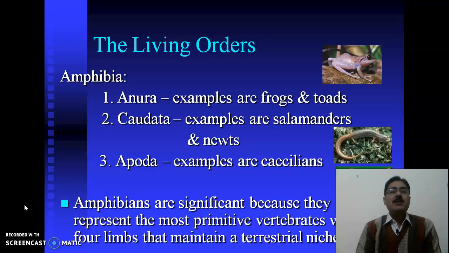They are Anura, examples are frogs and toads. Caudata, examples are salamanders and newts. Apoda, examples are caecilians. Amphibians are significant because they represent the most primitive vertebrates with 4 limbs that maintain a terrestrial niche.